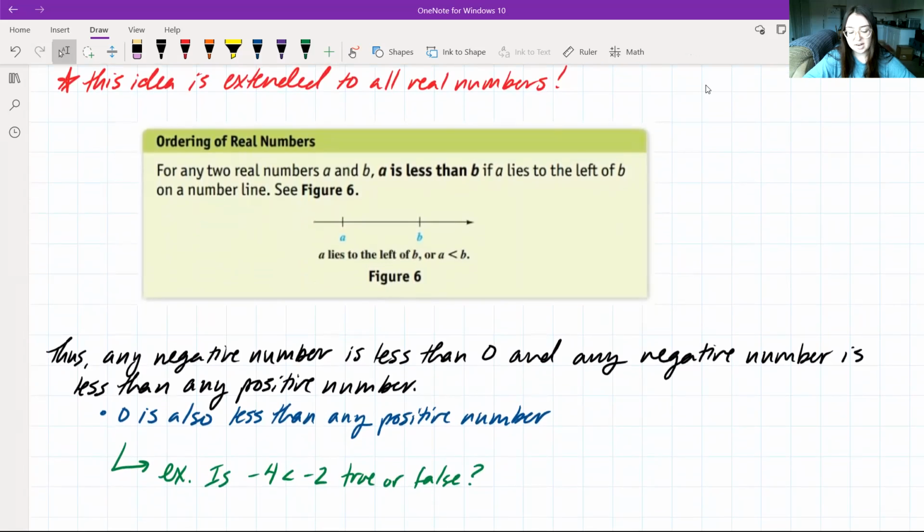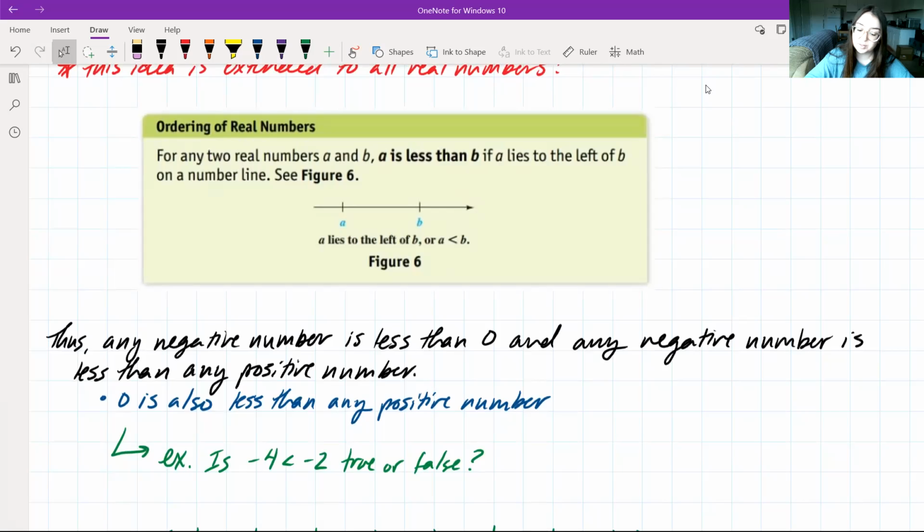So thus, any negative number is less than 0, and any negative number is less than any positive number as well. So this is telling us negative numbers are less than 0, therefore negative numbers are also less than positive numbers. 0 is also less than any positive number as well.